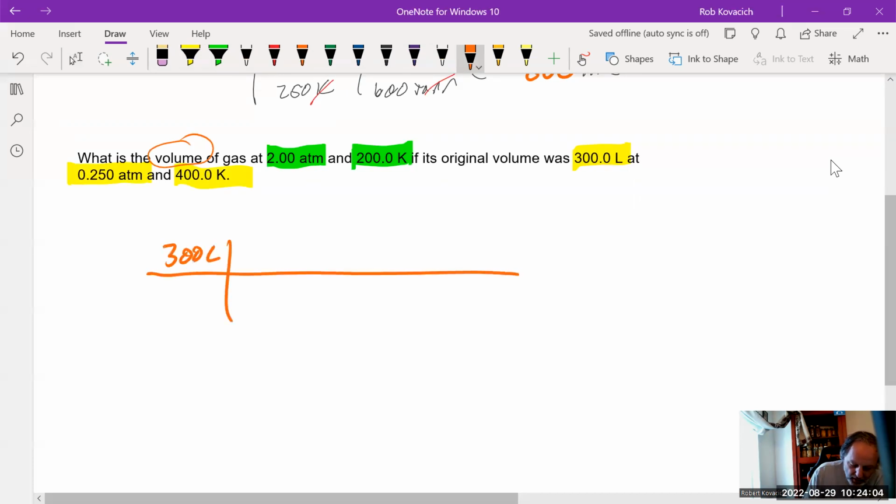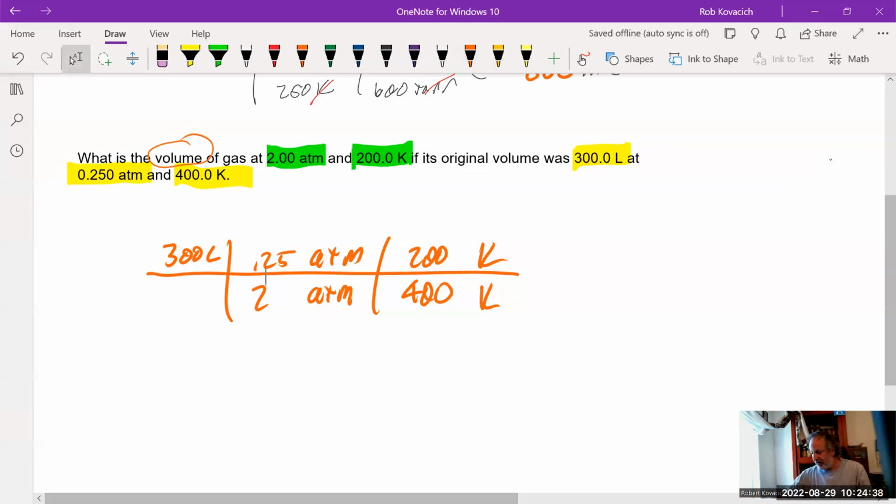All right. So I'm going to take my atmospheres and set them up so they cancel out. And my kelvins, I'm going to set them up so they cancel out. So I was at 400 and I cooled to 200. So that's going to make me smaller, so I'm going to put 200 K up here and 400 K down here. And my pressure was 0.25 atmospheres, and now it's 2 atmospheres. Okay, so that means it's getting crushed, so it's going to get smaller again. So I'll put 2 in the denominator and 0.25 in the numerator.